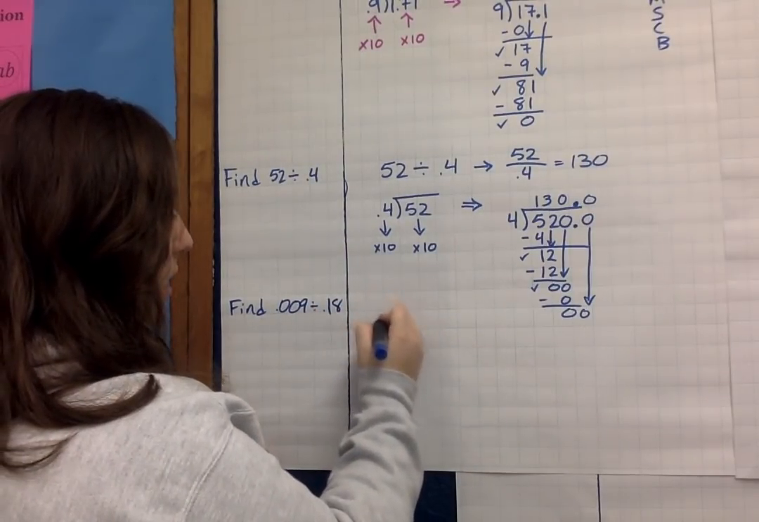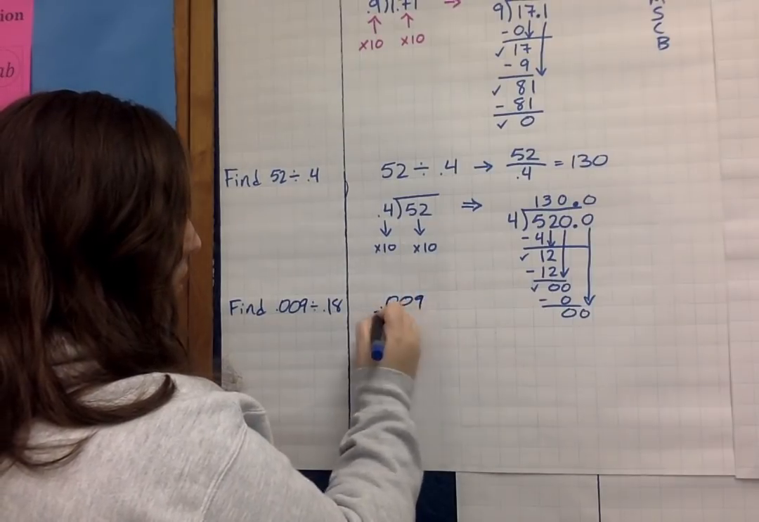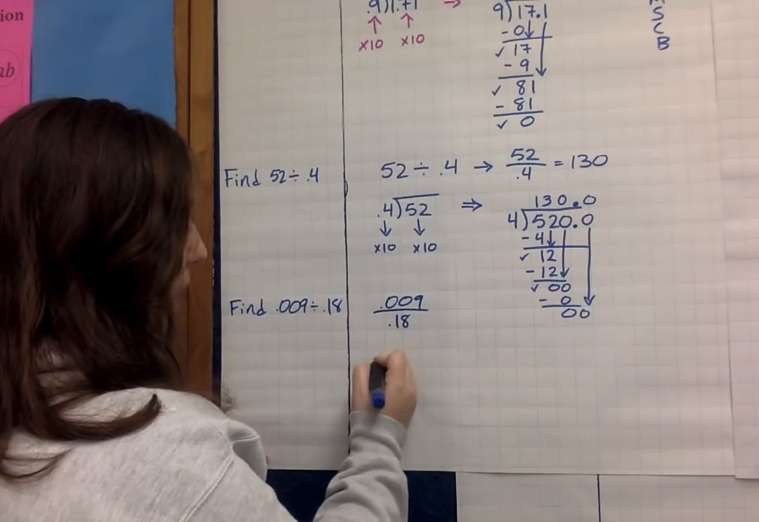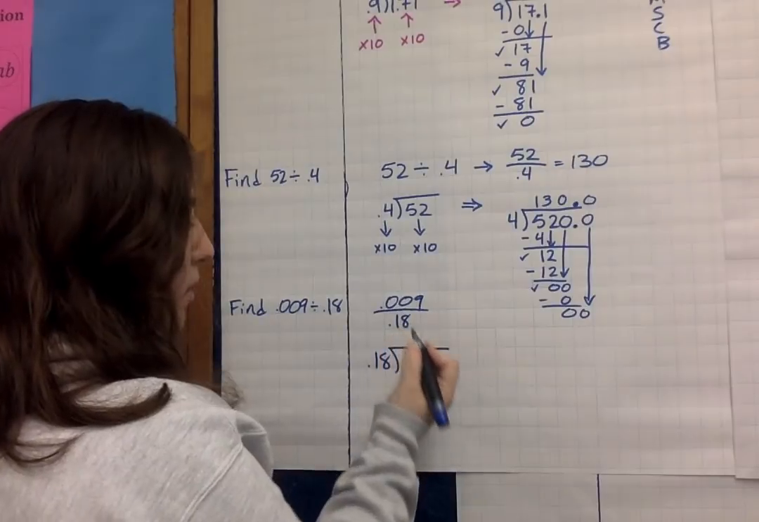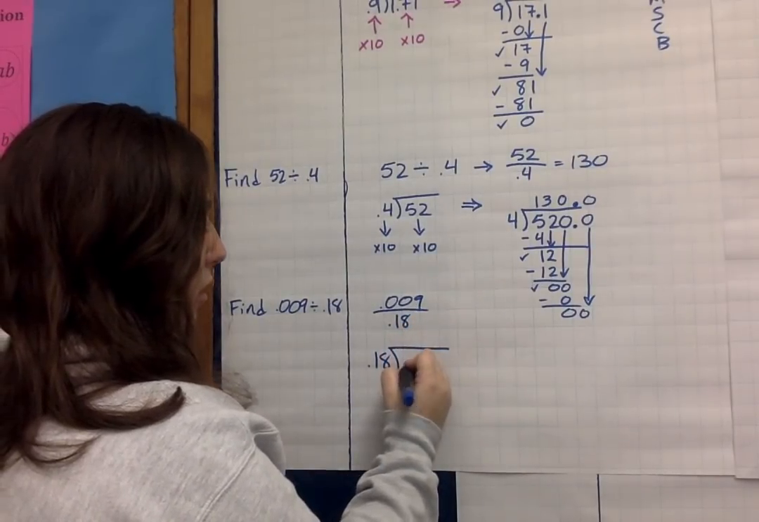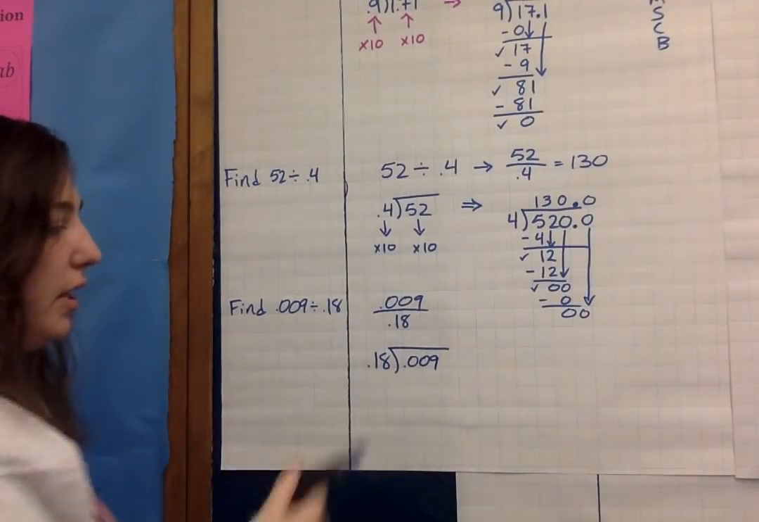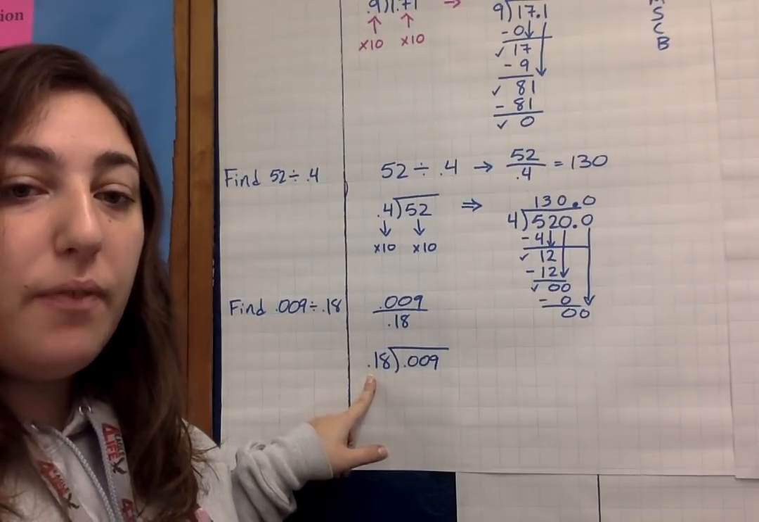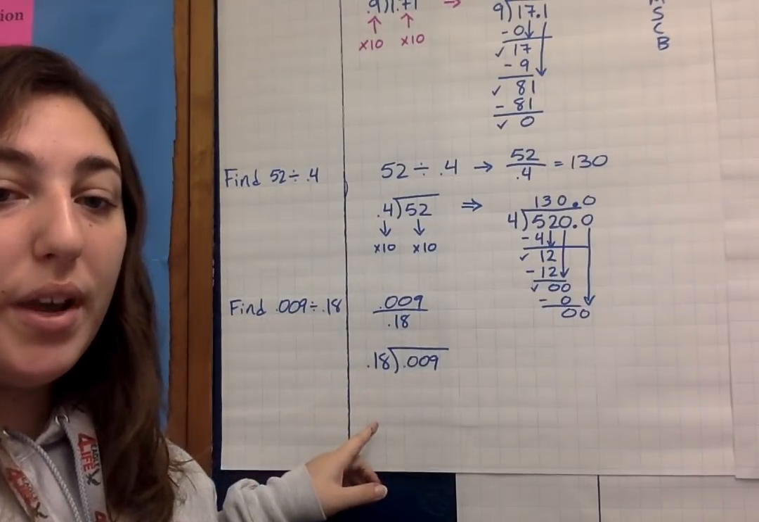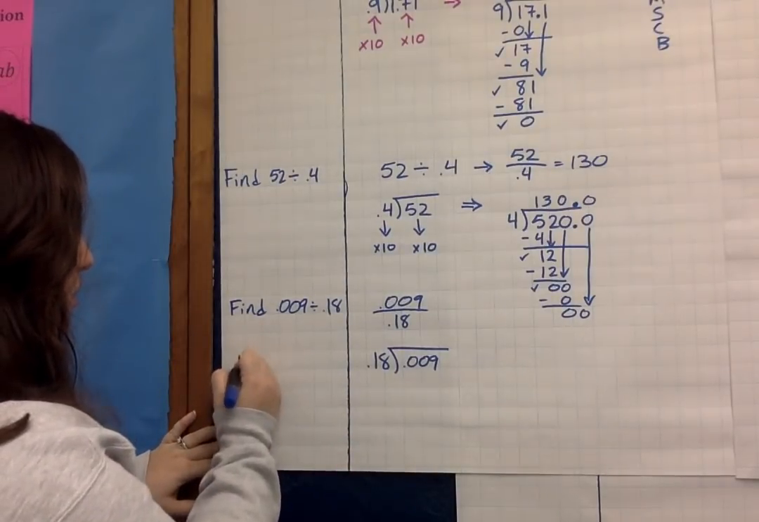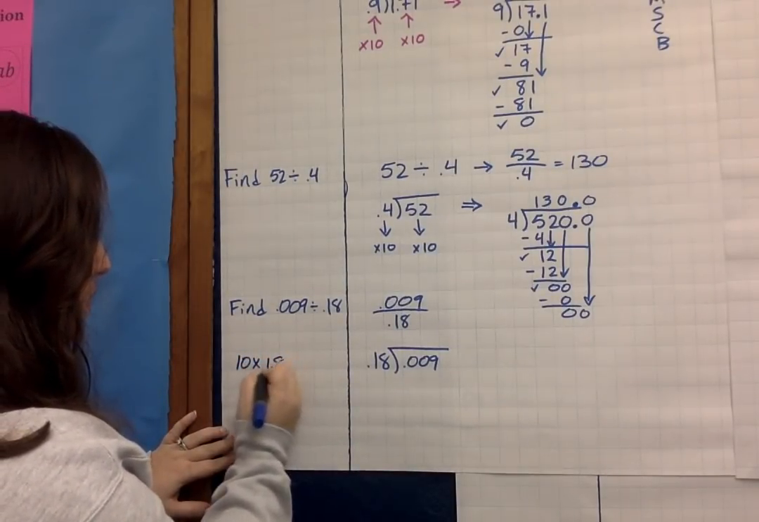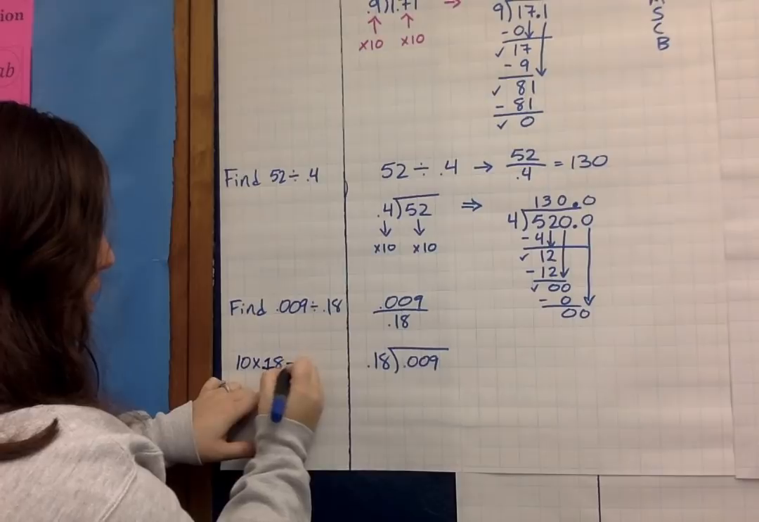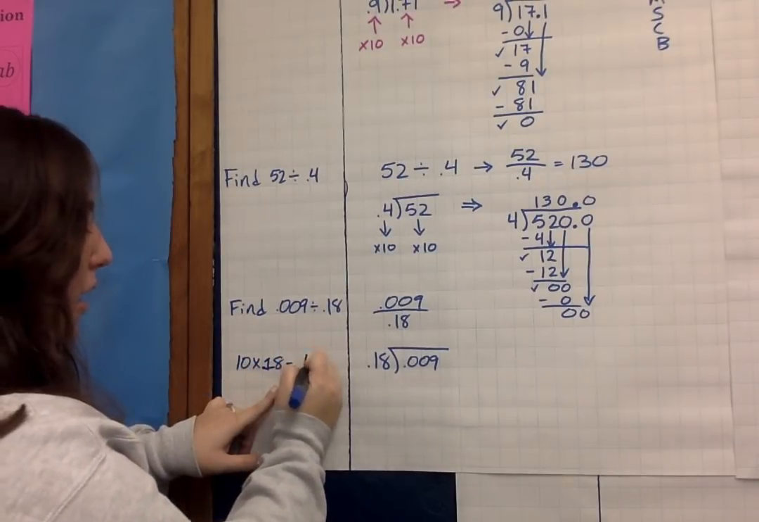So we have 0.009 over 0.18. Again, I'm going to change how that looks so it's in long division format. So I have my divisor, my denominator on the outside, and my numerator, also called the dividend, on the inside. Okay, so I could multiply this by 10, but if I multiplied it by 10, I would get 1.8. So if I multiply 10 times 0.18, I'll get 1.8.